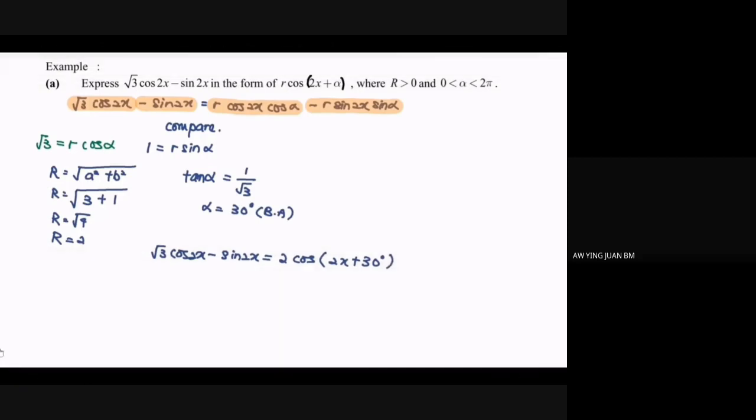In here they mentioned the alpha must be in 2 pi or radian. So 2 cos bracket 2x plus pi over 6.